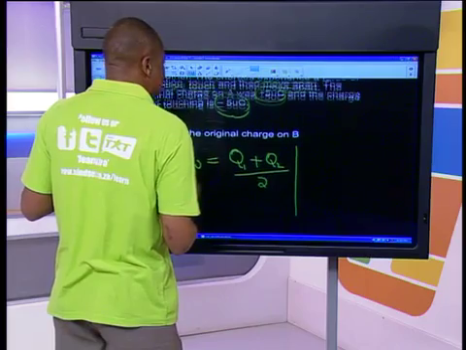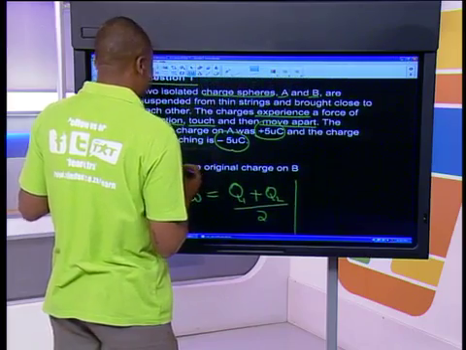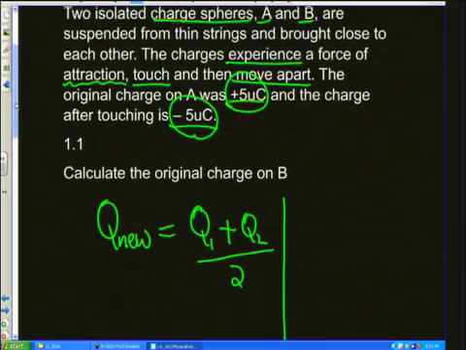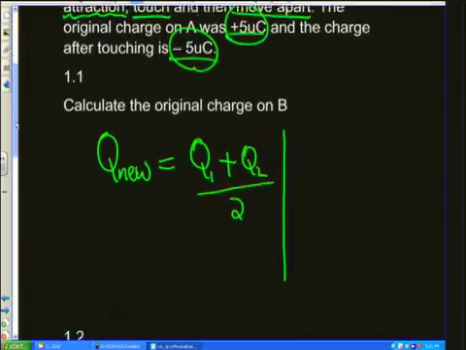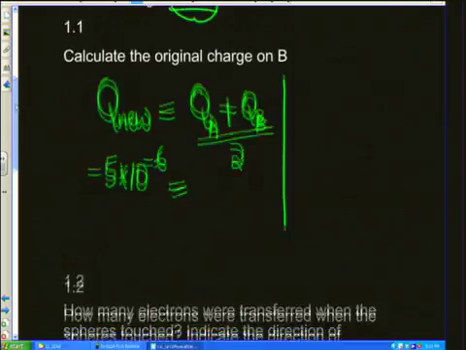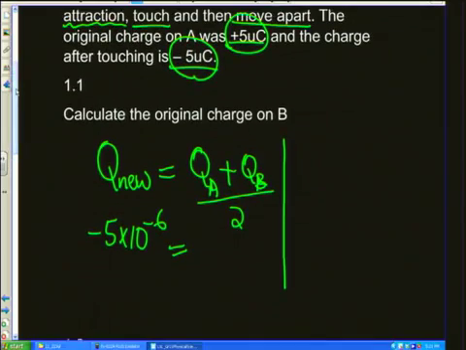The original charge on A was 5, and the charge after touching is minus 5 microcoulombs, which means the new charge is minus 5 multiplied by 10 to the power minus 6. That's the new charge. So let me change here and call them QA and QB, because the question is very specific. It refers to them as charge on A and charge on B.